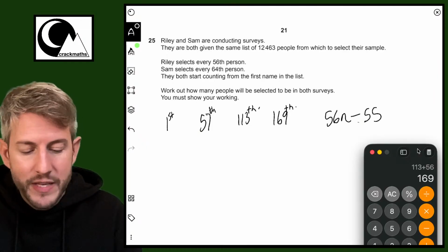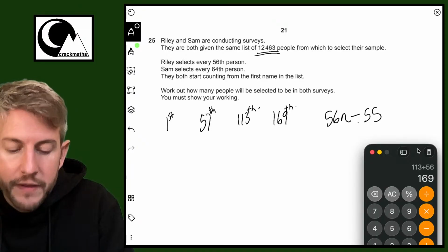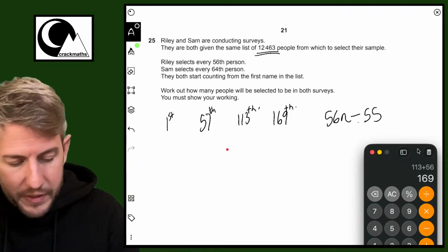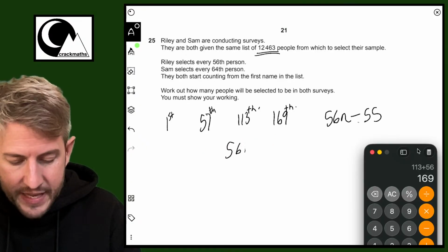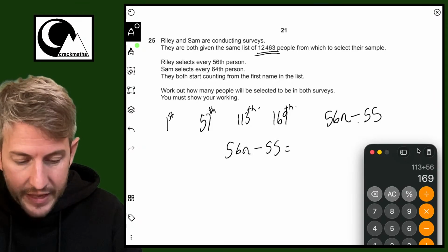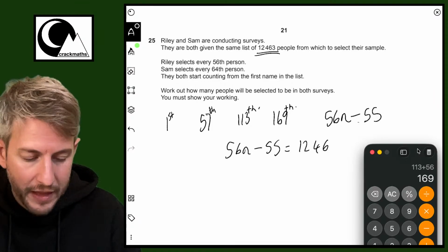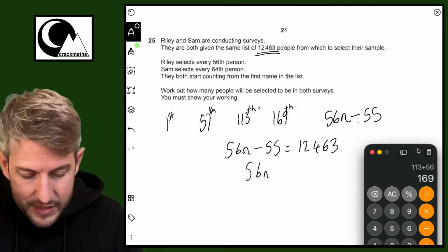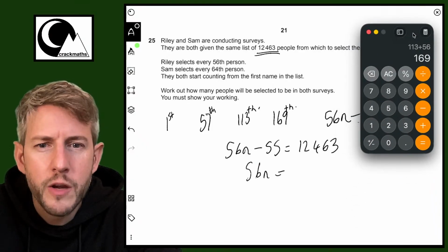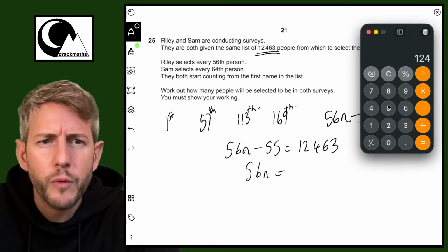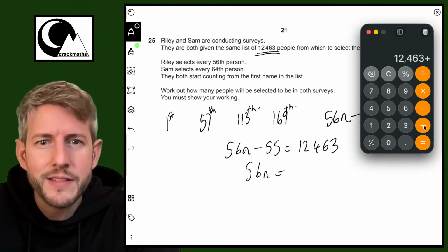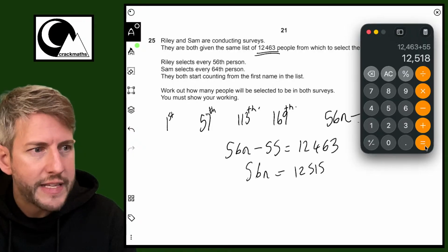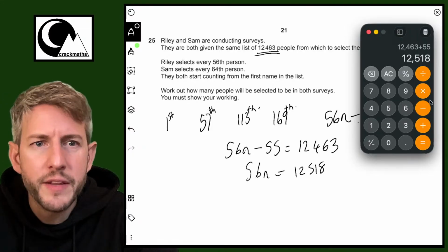So what we want to work out is how many terms exist within 12,463. So what I'm going to do is solve this here. So 56n minus 55 equals 12,463. Okay, so let's add the 55 to both sides. 12,463 add 55 is going to be 12,518. And now what I want to do is divide this by 56.